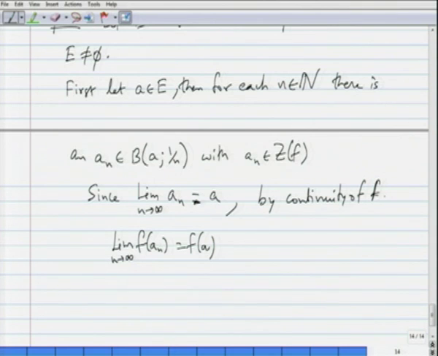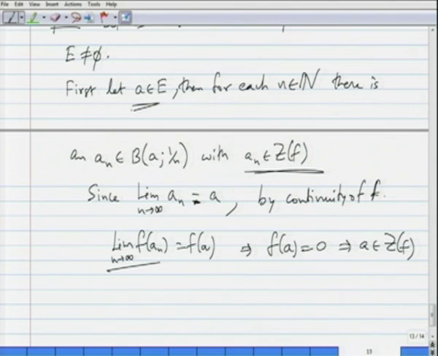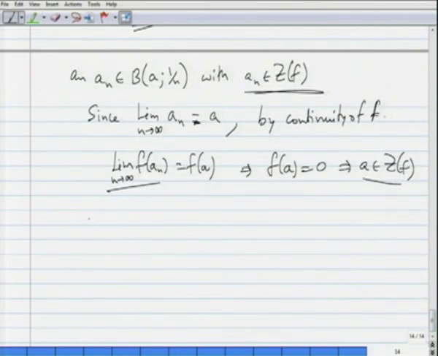But we know that f of a_n is 0 because a_n belongs to Z of f. So this is a constant sequence 0 on the left hand side. This implies that f of a is actually equal to 0. So this implies that a belongs to the set Z of f. So if we start with a point in the limit point set of the set of zeros, then that point itself is contained in the set of zeros. So E is contained in Z of f. That is the first note.